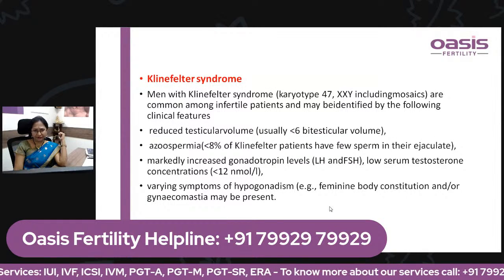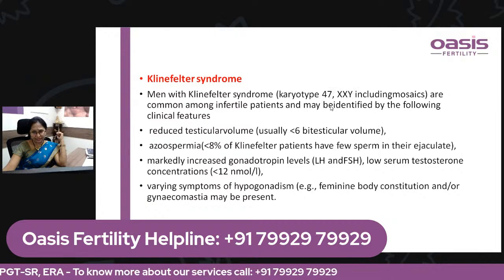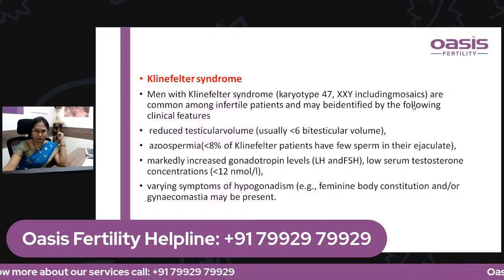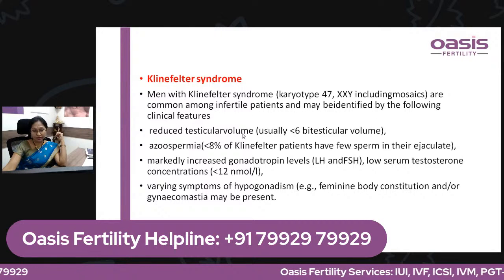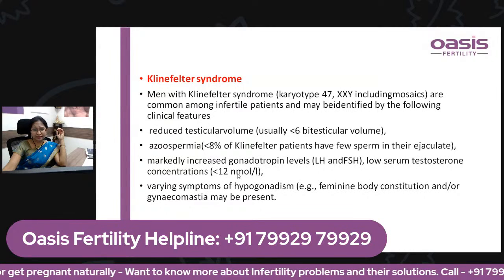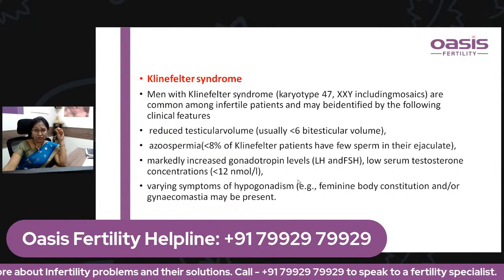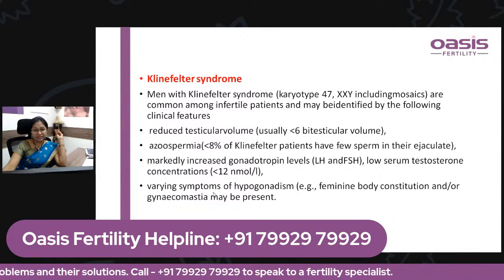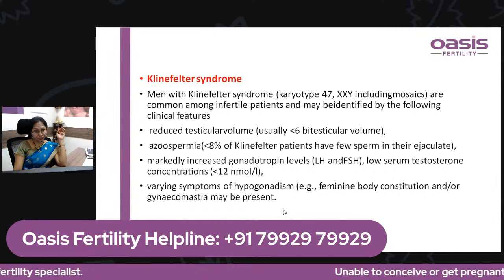So first thing is Klinefelter syndrome. Here the karyotype will be 47,XXY, and mosaics are also common among infertile patients and may be identified by the following features. These patients will have reduced testicular volume, azoospermia, and gonadotrophin levels like FSH, LH, and testosterone levels will be very low, and varying symptoms of hypogonadism, such as a feminine body constitution and gynecomastia, may be seen in Klinefelter syndrome patients.